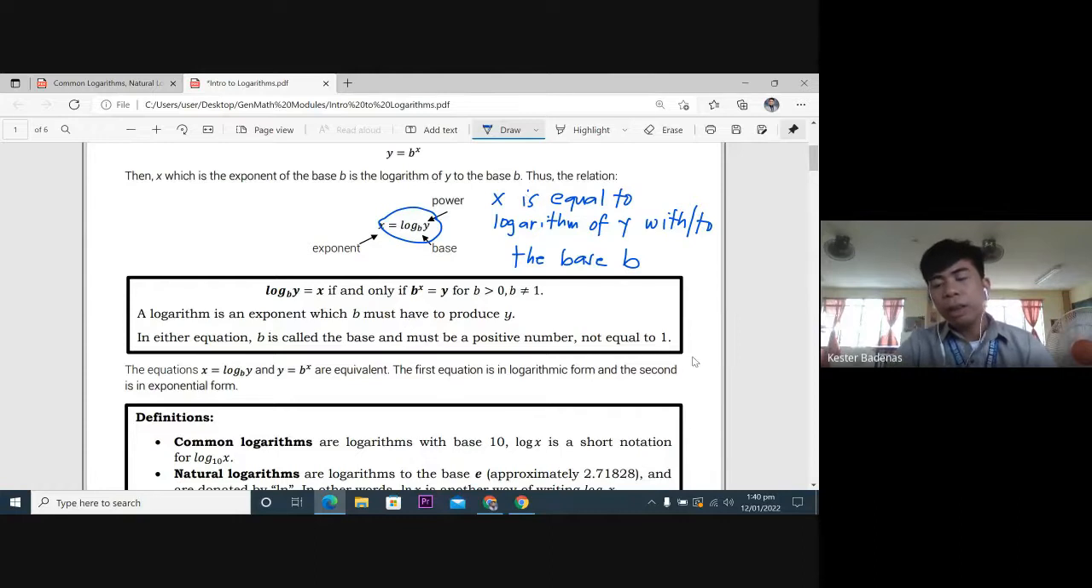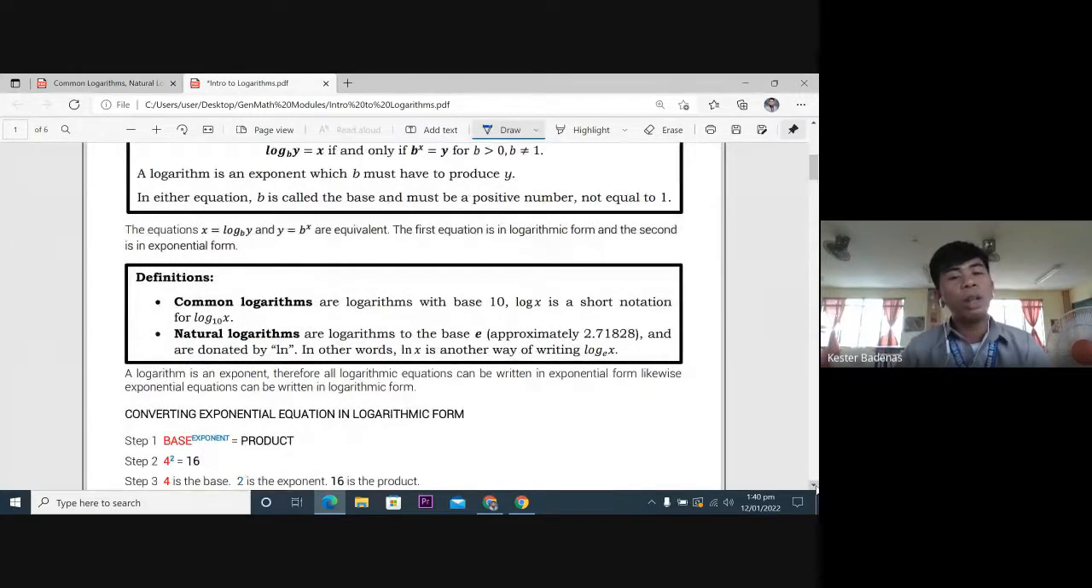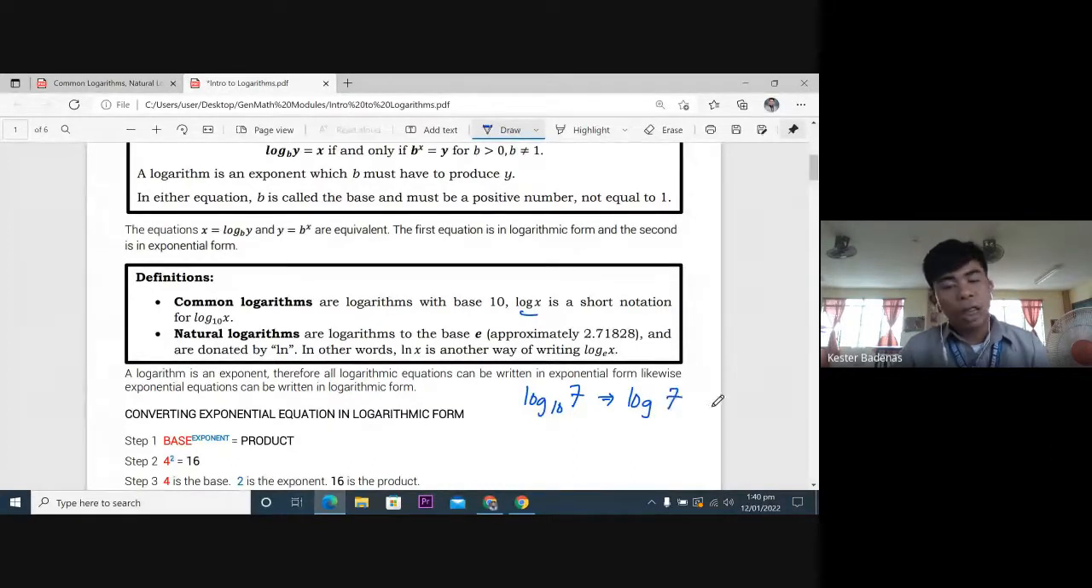Okay? So we have here special kinds of logarithm. First, the common logarithms. These are the logarithms with base 10. Kapag meron tayong common logarithm, ang notation natin is logarithm of x lang. So, kunwari, meron tayong logarithm of 7 to the base 10, hindi na natin sinusulat yung 10. Instead, ang gagawin na lang is logarithm of 7.